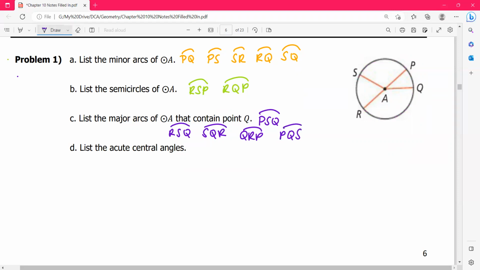Okay, major arcs just need to be greater than a semicircle. And then the acute central angles. So now we're focused on the center point and we're looking at central angles. I can say PAQ. Notice how this totally changed how we're interpreting the central angles. We need to be flexible going back and forth between two different measurements, arc and angles. So now I have angle SAR is the other one.